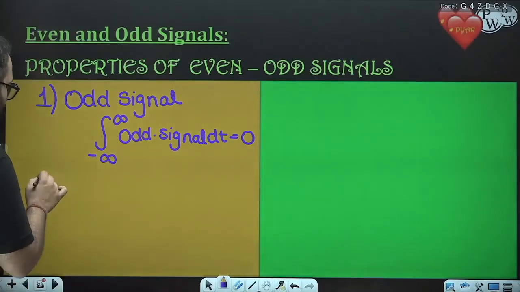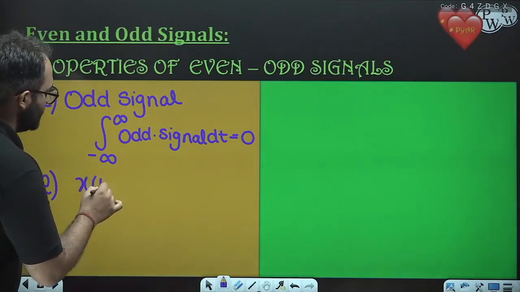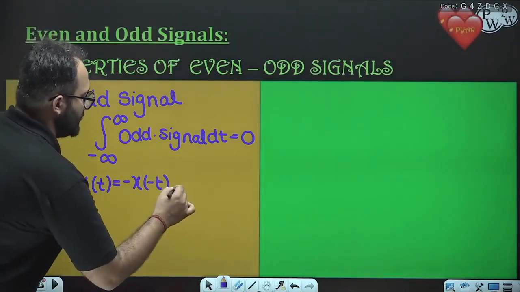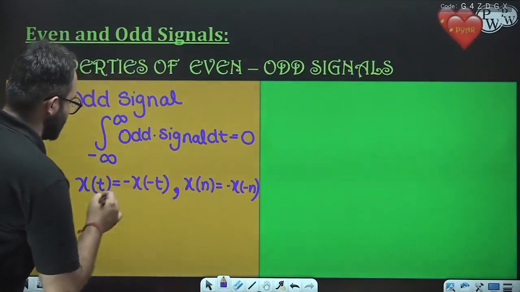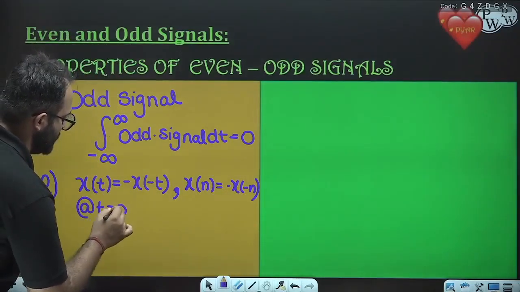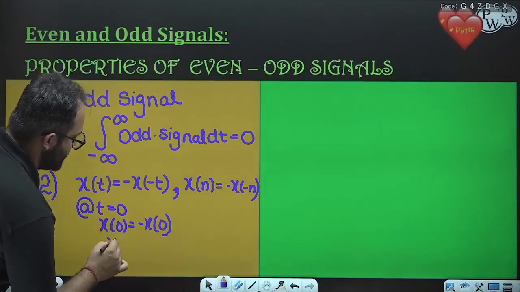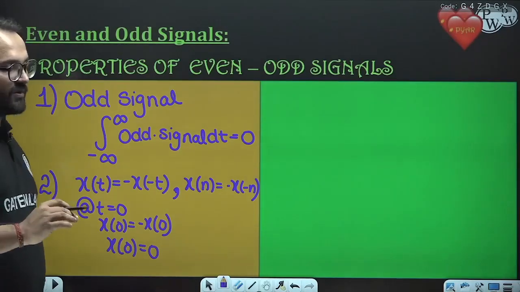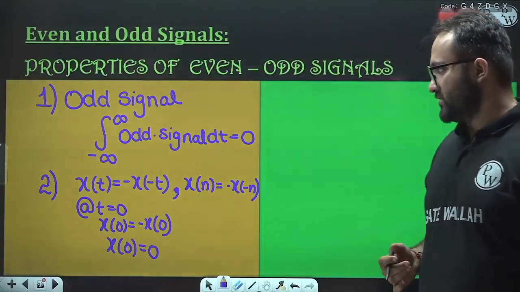Okay. Second, since for an odd signal x(t) is equal to minus x(minus t), or x[n] is equal to minus x[minus n], we can see that at t equal to 0, x(0) is equal to minus x(0). So we can see that x(0) will be 0. That is, at t equal to 0, an odd signal must have value equal to 0. At t equal to 0 or at n equal to 0, the value of the signal has to be 0.